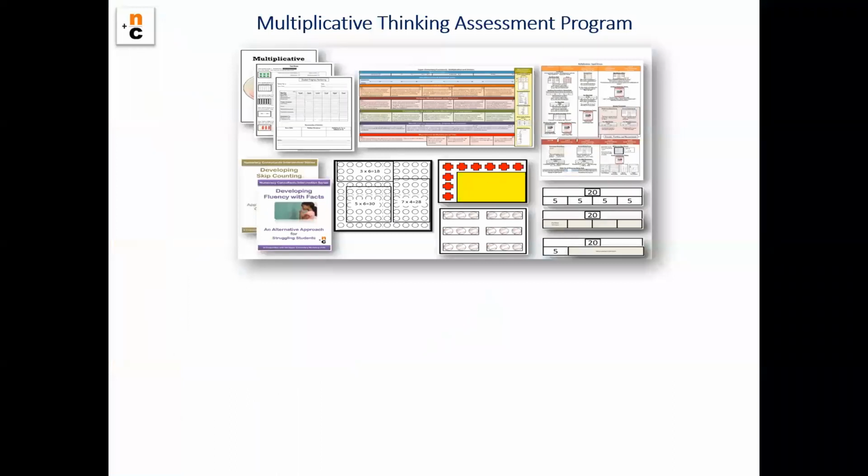So what this webinar is about is the Multiplicative Assessment Program. And you guys are going to be leaving today with a ton of free resources, assessments, and frameworks. On the next slide, we'll go over all the things that you'll be receiving today for free. Just so you know, at the very end of the webinar, I will show you where you need to go so you can get your free resources.